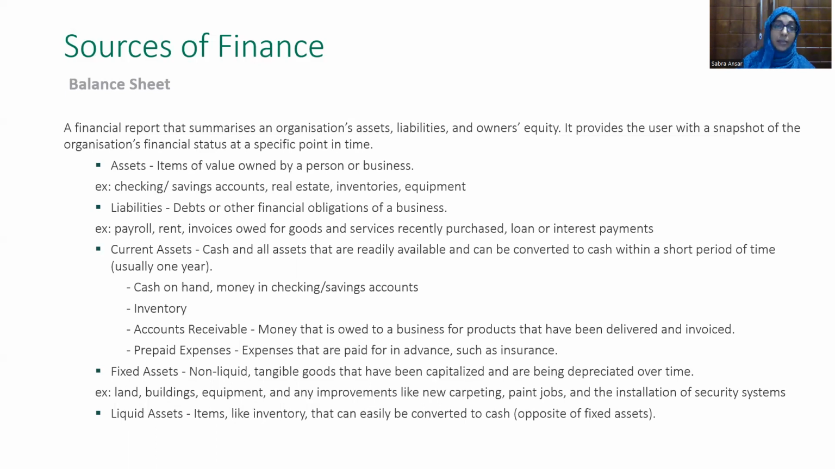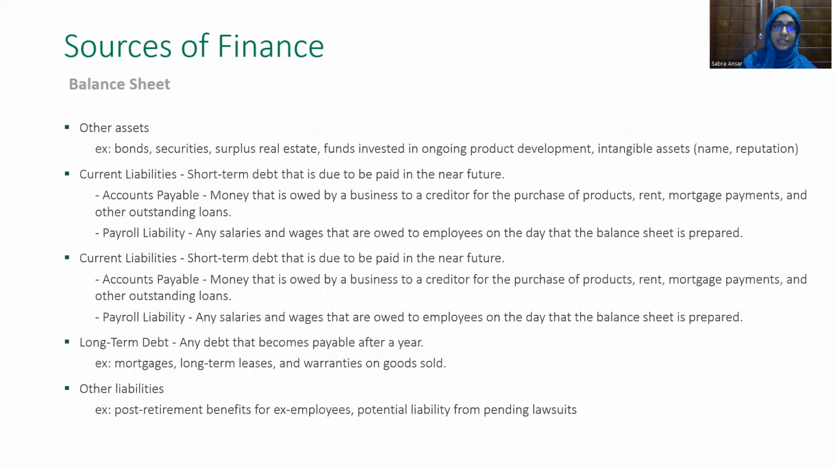And then there will be liabilities, which include non-current liabilities as well as current liabilities. Current liabilities are the short-term debts which we need to pay in the near future. And when it comes to long-term debt, it would be things like mortgages, leases, and warrants that an organization needs to pay.